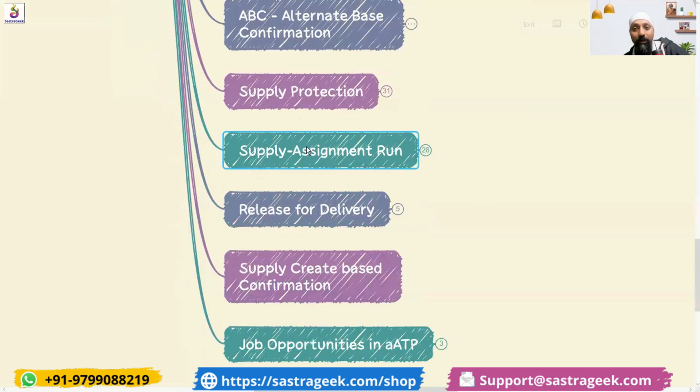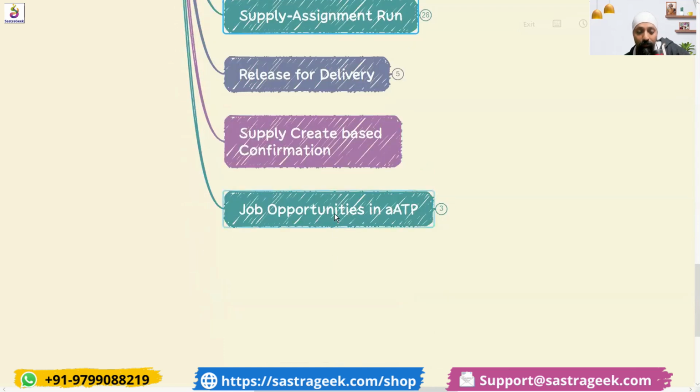Supply assignment run. Earlier, this was an industry-specific retail functionality. People who have worked in retail might know about ARun. We do ARun to do the hard allocation. This is about the hard allocations. Now this is available for all industries with the tool called supply assignment run. This is the same concept as the ARun, but now available with the name of supply assignment run.